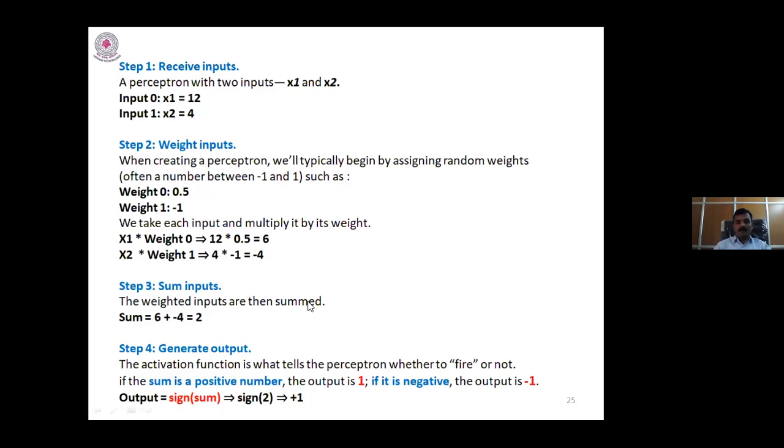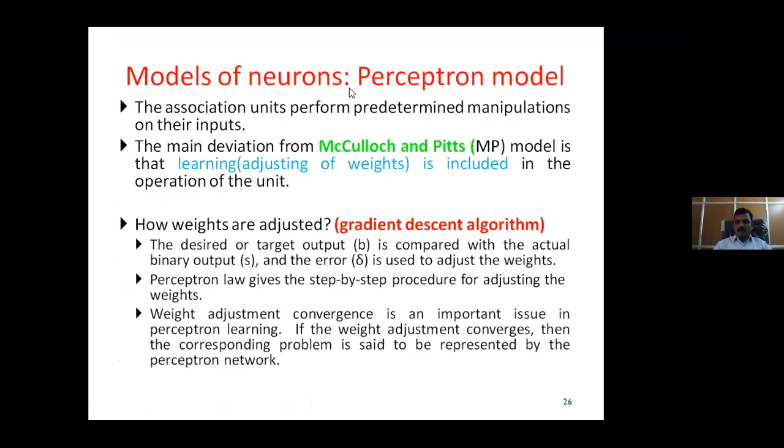All of you remember, when we are giving a presentation in the RRM, the research review meetings, or wherever you go, in a conference or anywhere, this kind of pattern is important. First the architecture, next one example. That's very important. The perceptron model: the association units perform predetermined manipulation of their inputs. The main deviation from the MP model is that learning is included in the operation of the unit, the adjusting of weights. Every time you can change it.